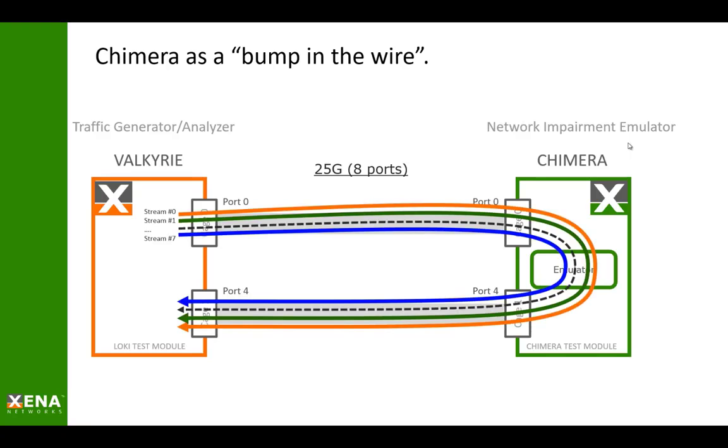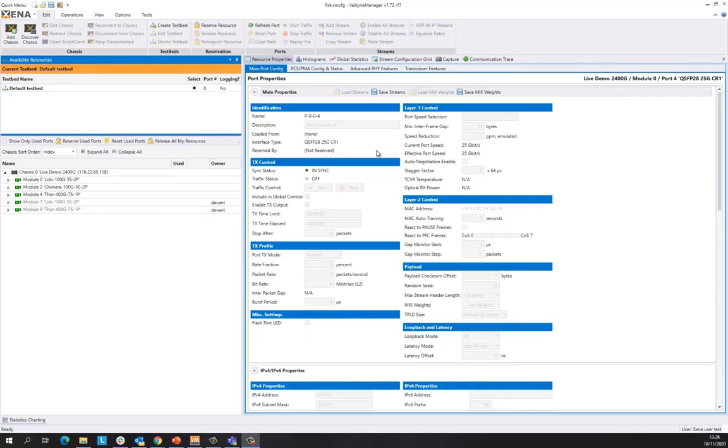In this setup, I will use Loki traffic generator to generate 8 streams of Ethernet packets, which will then be mapped onto 8 different Chimera flows using the flow filters. We will use the Chimera flow statistics to verify that the Loki streams have in fact been mapped to different flows. Next, let's take a closer look at the Xena live demo system.